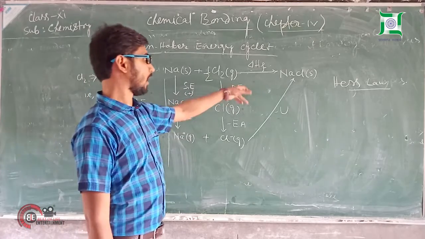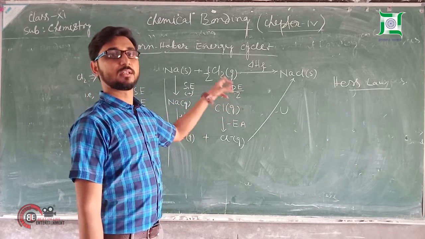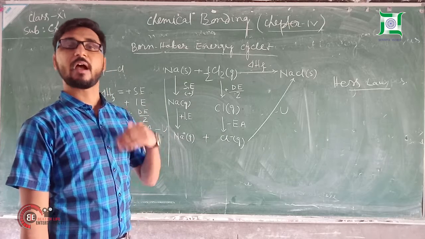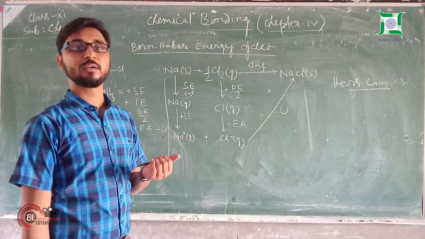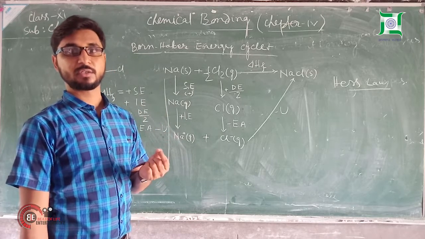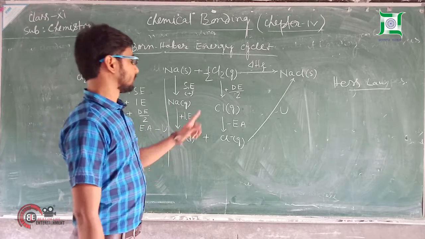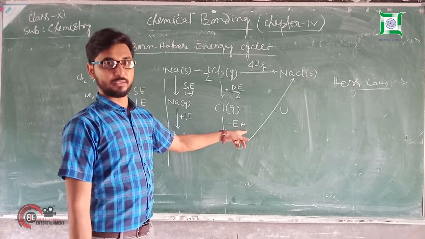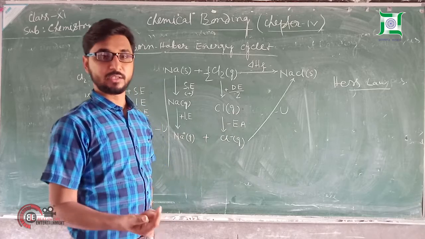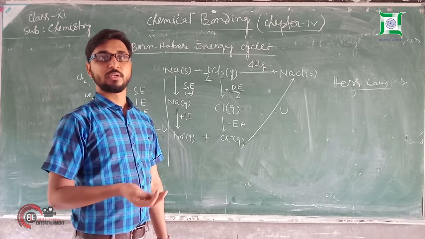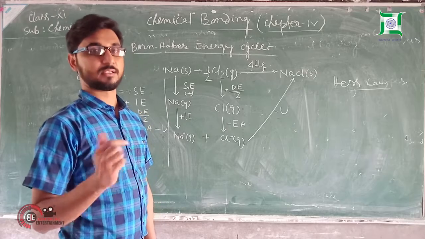Next one, half of dissociation energy. Dissociation energy is the amount of energy required to dissociate a bond for one molecule. Next one is electron affinity. It is the amount of energy released during the acceptance of one electron in the valence shell of a free gaseous atom.